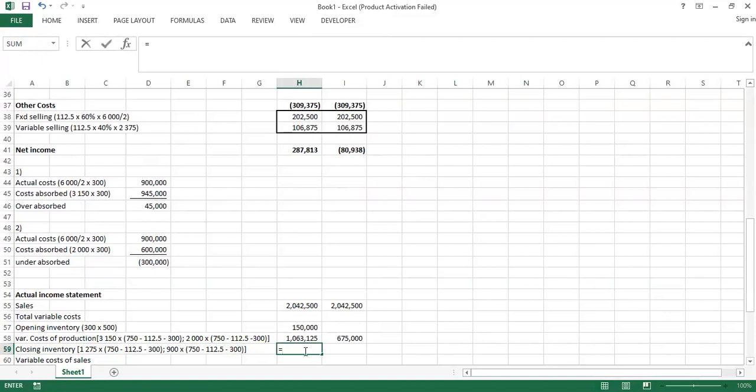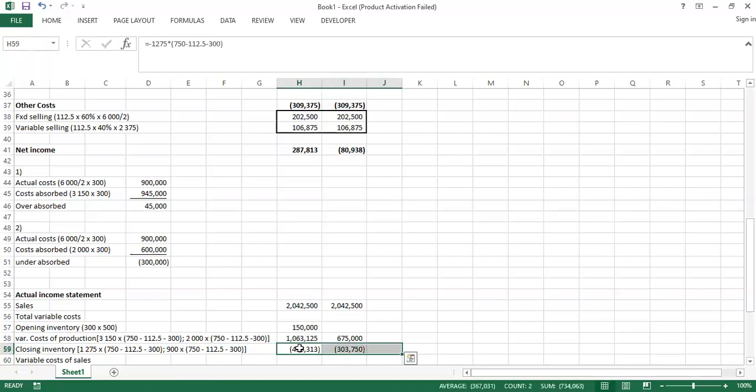We want that to be negative, so this is going to be minus 1275 times 750, minus 112.5, minus 300. Right. We have that there, and then we also want this one to be negative. It's a deduction, it's less closing inventory. So it's going to be 900 times 750 minus 112.5 minus 300. Right, this is what we have there.